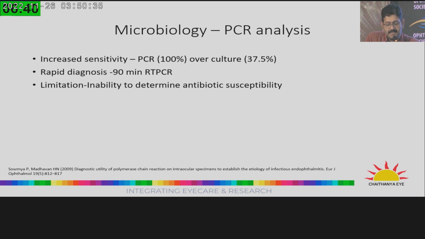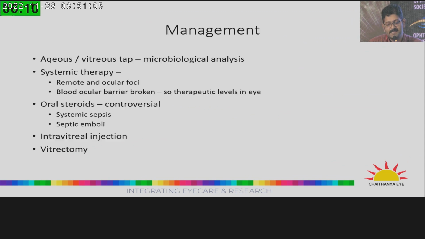PCR analysis has a very key role in the analysis. It has a very high sensitivity. Like the Soman group found that in their cases, they could identify infection in about 100% of the cases compared to culture, where they could only identify the organism in 37.5%. Also, the very great thing is the rapid diagnosis. It takes about 90 minutes to get a report. Now, the only limitation is that we are unable to determine the antibiotic susceptibility with PCR.